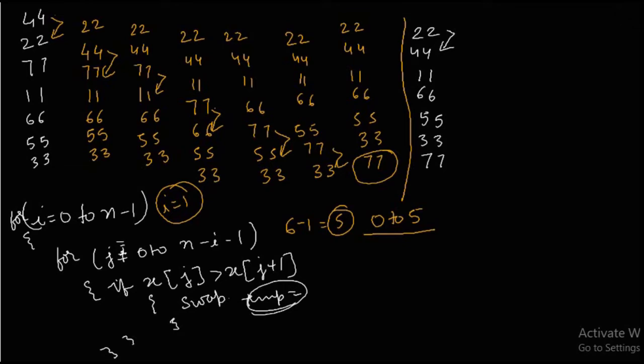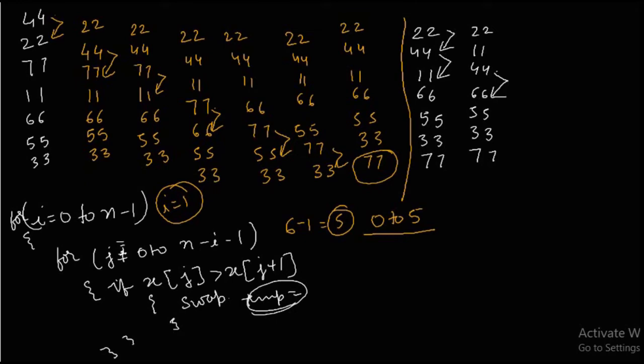Okay. Next, j will become 1. Then we will compare the first element and the second element, that is 44 and 11. Now, since 44 is greater than 11, swapping will take place. So it will become 22, 11, 44, 66, 55, 33 and 77. Now the value of j will be 2. So now we'll compare 44 and 66. Now no swapping will take place as 44 is not greater than 66.